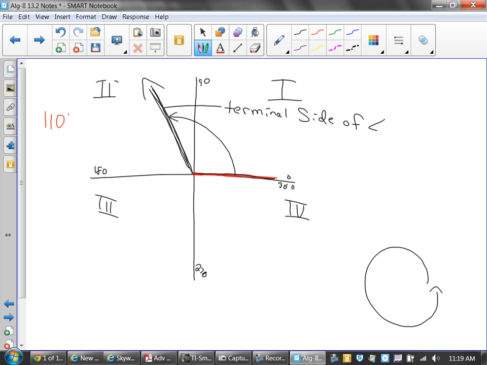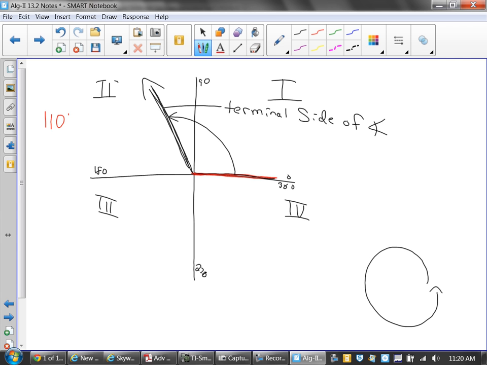What happens is, this part here is called the terminal side of an angle. It's where the angle stops. We all remember from geometry last year that angles are made up of 2 rays. Rays are the sides of the angles. The vertex for this angle is located at the origin.